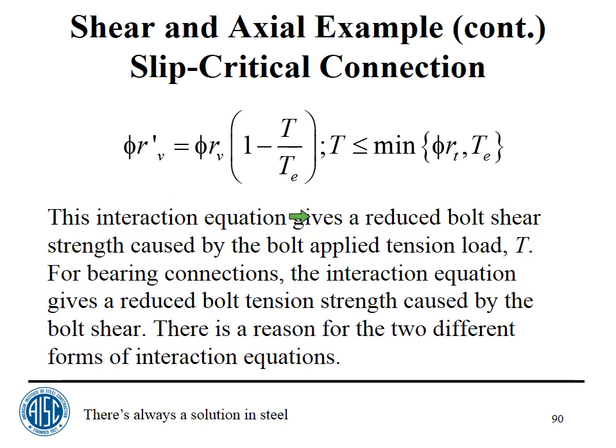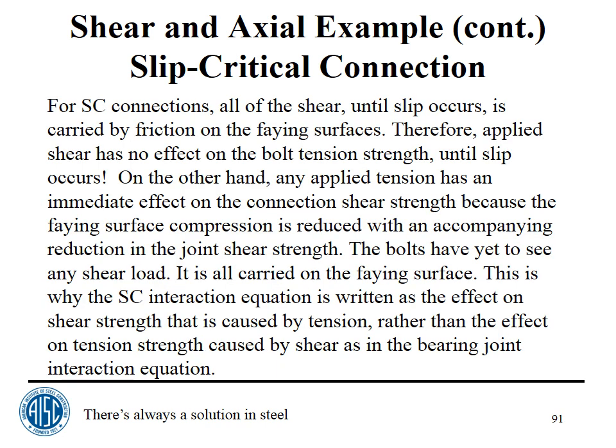Okay, this interaction equation gives a reduced bolt shear strength caused by the bolt applied tension load, or the bolt required tension strength, T. For bearing connections, the interaction equation gives a reduced bolt tension strength caused by the required bolt shear. And there's a reason for the two different forms of interaction equations. Here we have reduced shear because of a tension. For the bearing type connection, we had a reduced tension because of a shear. Okay, the next slide is a little busy, but it explains why there's a difference between the two interaction equations.